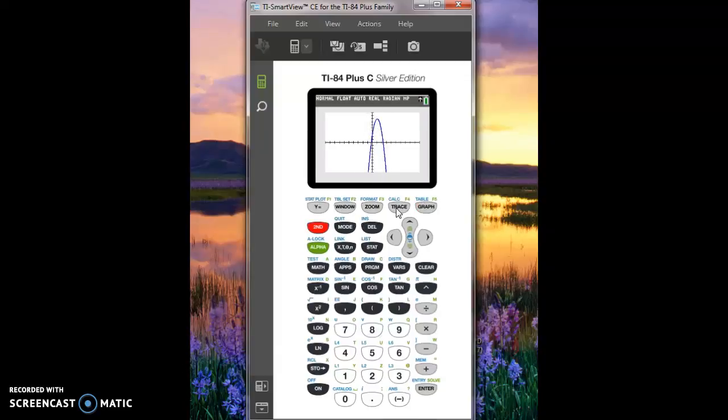So if we go again to second trace for calc and choose number 4 for max, again, we just have to have our blinker to the left of the max, and when it's there, we hit enter. Then we're asked for right bound, so we have to move our blinker to the right hand side of the max, and when it's over there, we hit enter again, and then guess what, that's your clue to hit enter one more time.